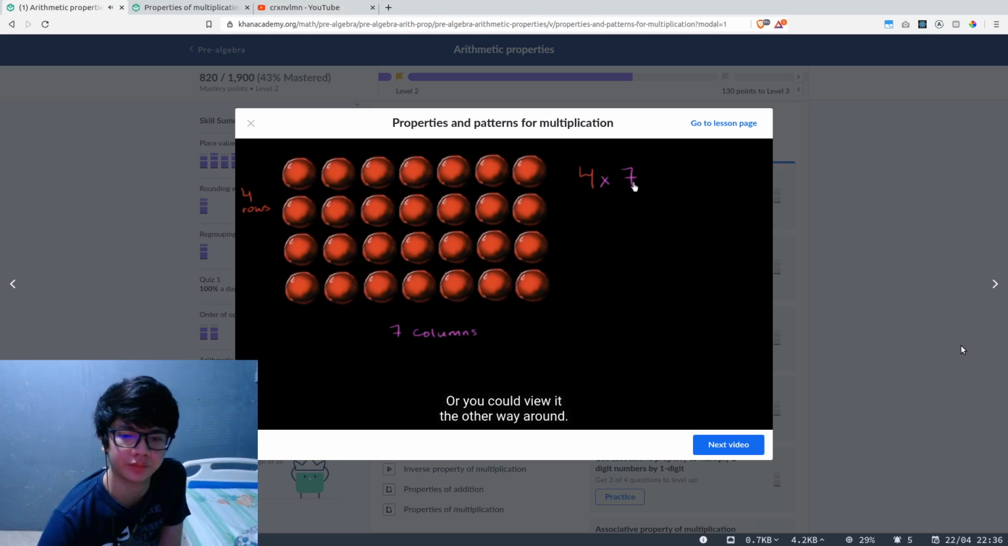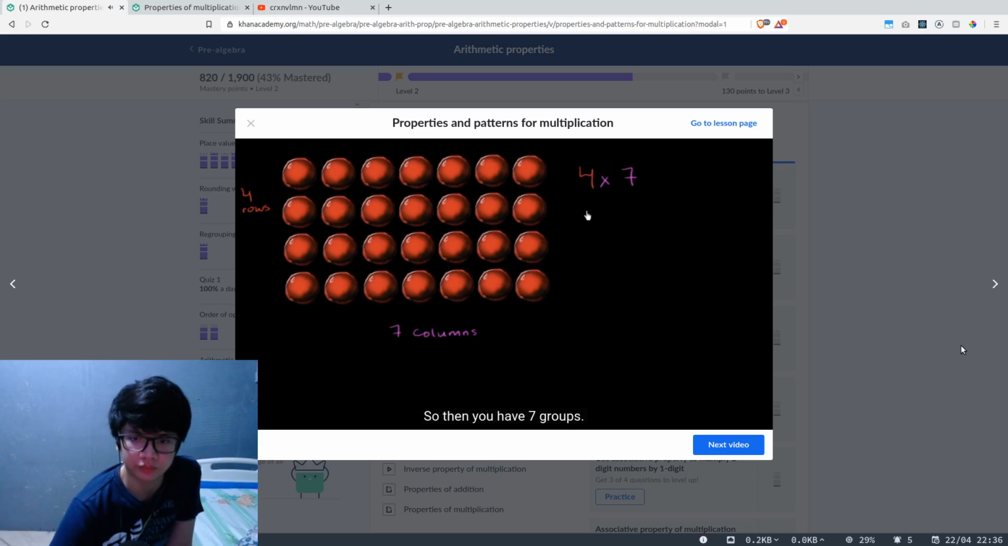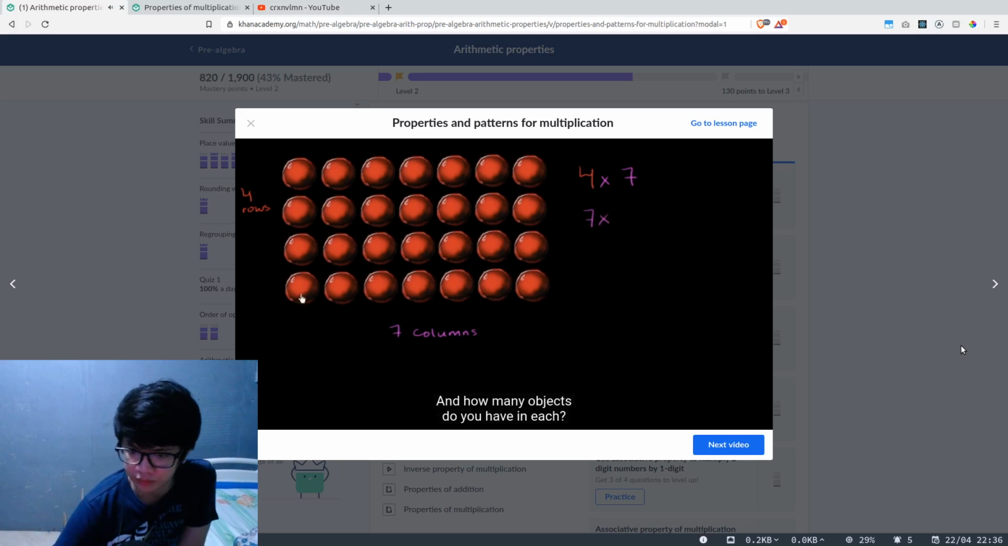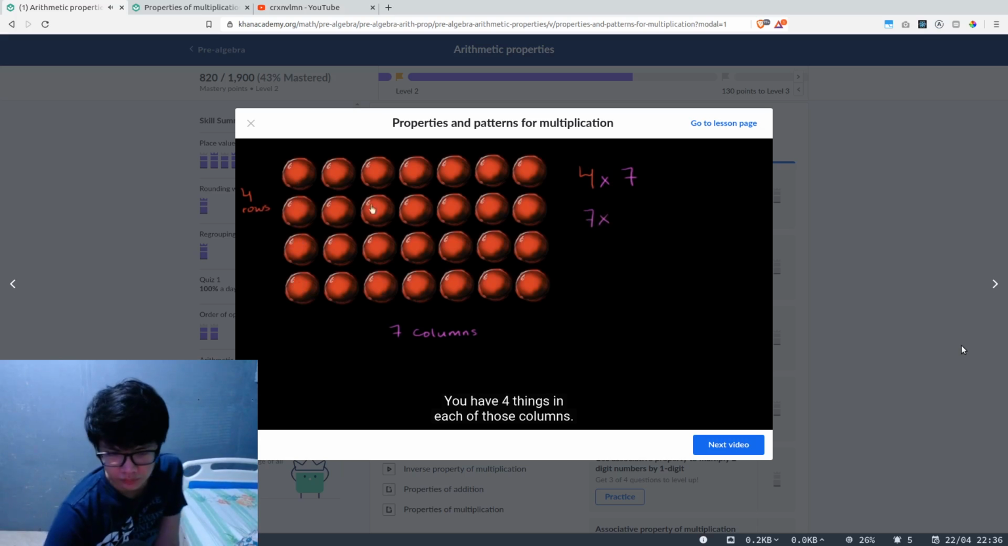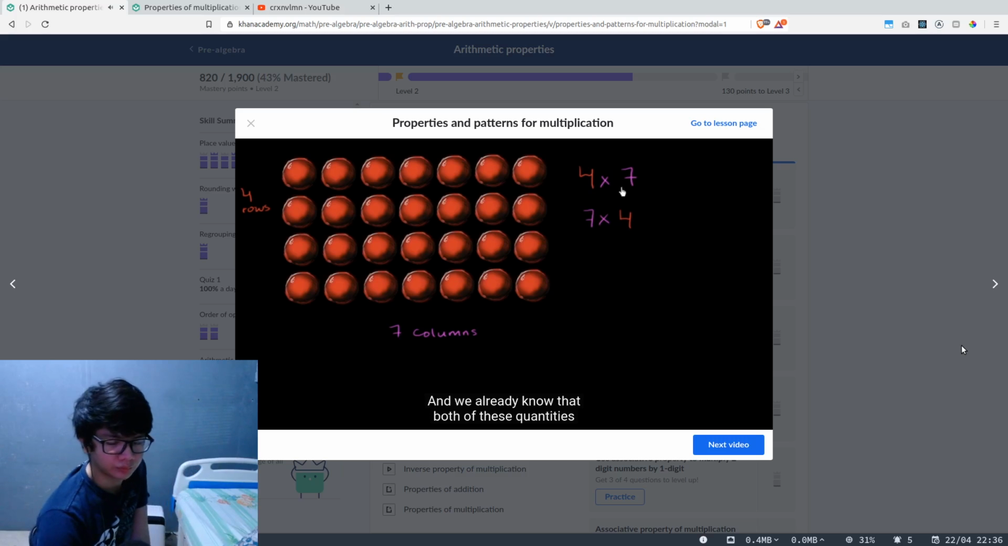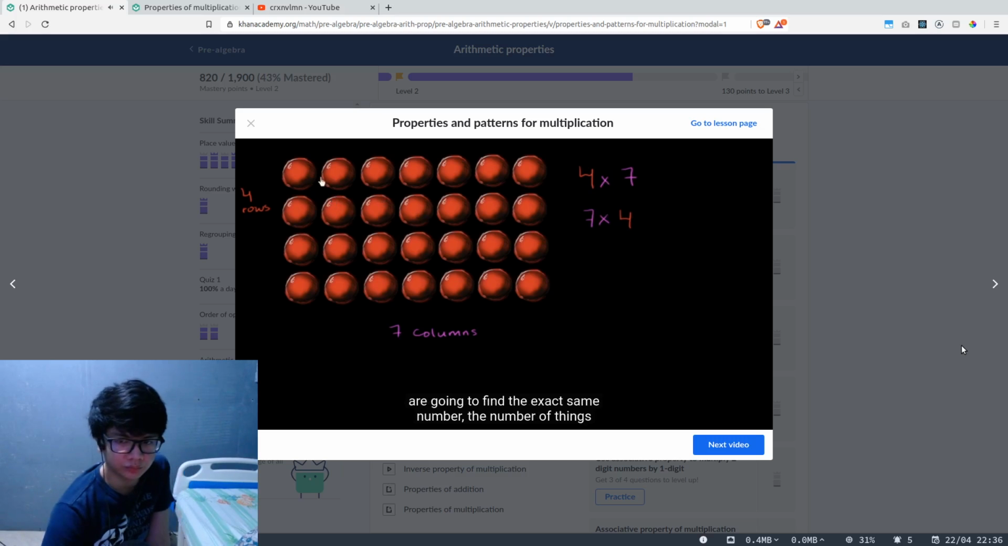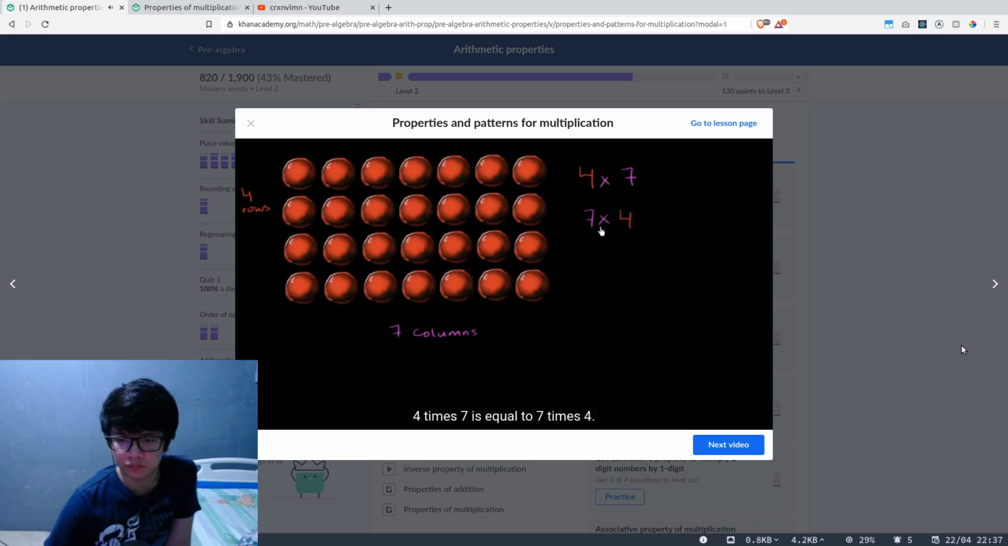Or you could view it the other way around. You could view that each column is a group. So then you have 7 groups. And how many objects do you have in each? Well, that's what the rows tell you. You have 4 things in each of those columns. And we already know that both of these quantities are going to find the exact same number, the number of things that we have right over here. So these two things are equivalent. 4 times 7 is equal to 7 times 4.